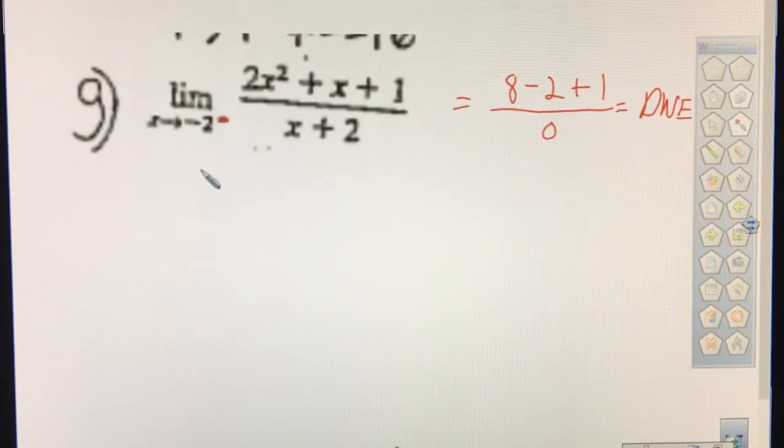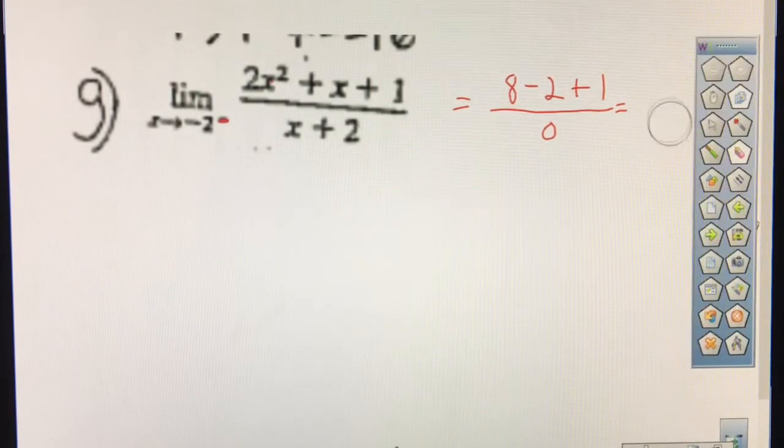No, it's probably a hole there. It's probably a hole. Have to graph it to make sure. D&E is okay, but it's the left-sided limit.